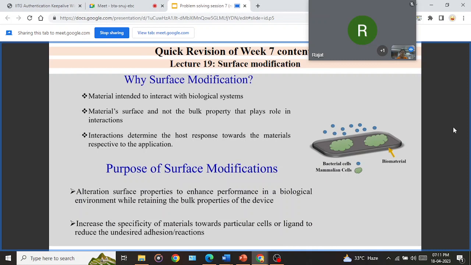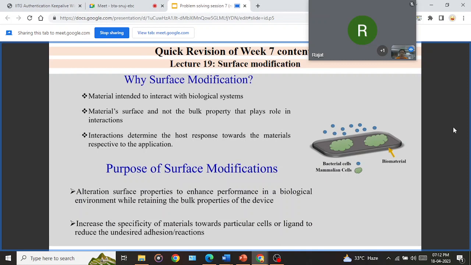So what is the purpose or role of surface modification? It alters the surface properties to enhance the performance in the biological environment while retaining the bulk properties of the device. Basically we want to tune the biointerfacial interaction, or the biomaterial's functionality, right? It also increases the specificity of materials towards particular cells. For example, sometimes we want the biomaterial to be very specific towards attachment and adhesion to particular cells. That's why we want certain surface modification.